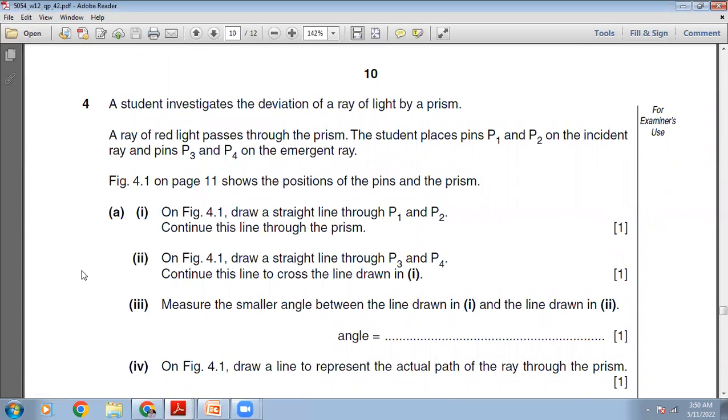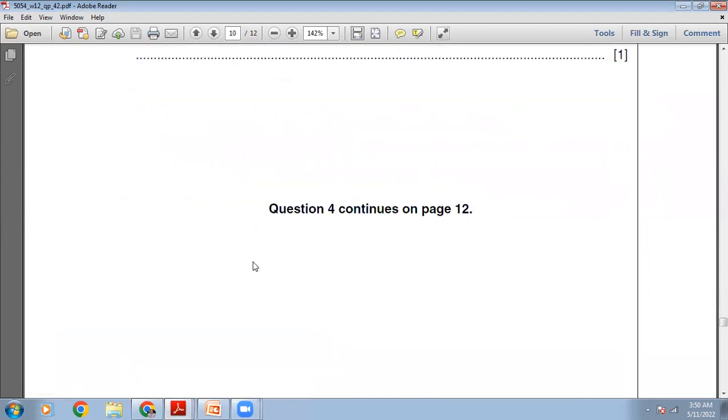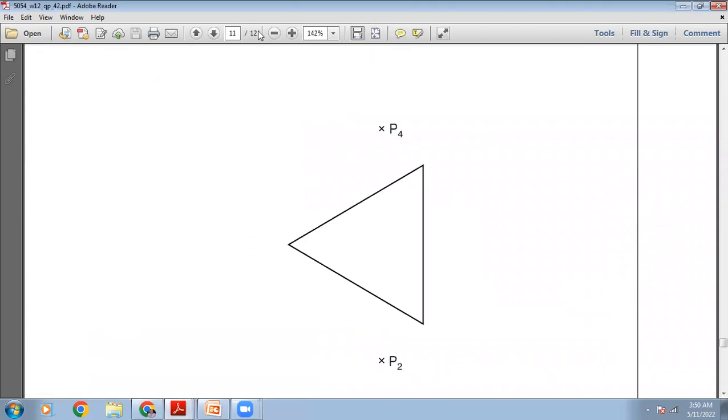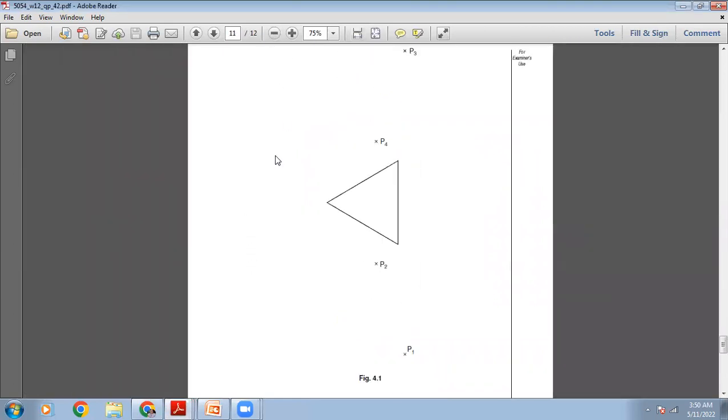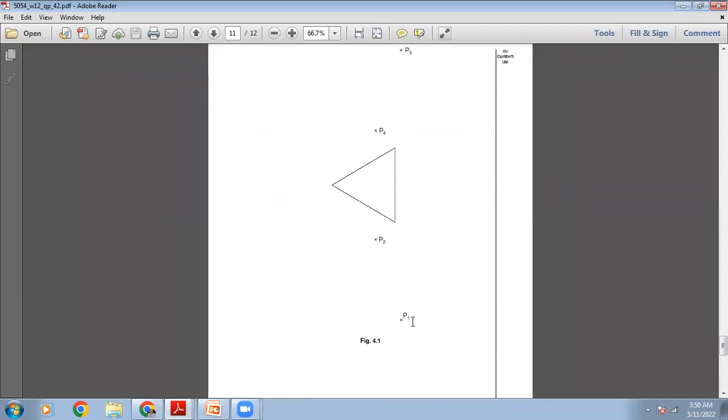A student investigates the deviation of a ray of light by a prism. A ray of red light passes through the prism. The student places pin 1 and pin 2 on the incident ray and pin 3 and pin 4 on the emergent ray. Figure 4.1 on page 1 shows the positions of the pins and the prism. Okay, so they are talking about this. Let me reduce the size so you can see. So basically they are talking about this. There's a prism, pin 1, pin 2, pin 4, pin 3.